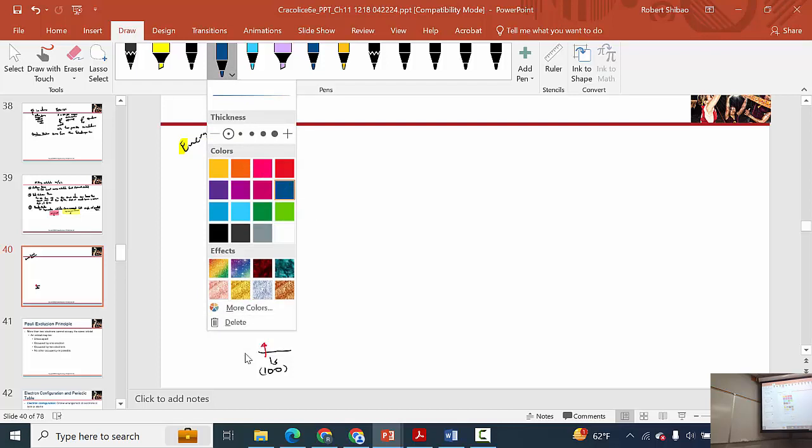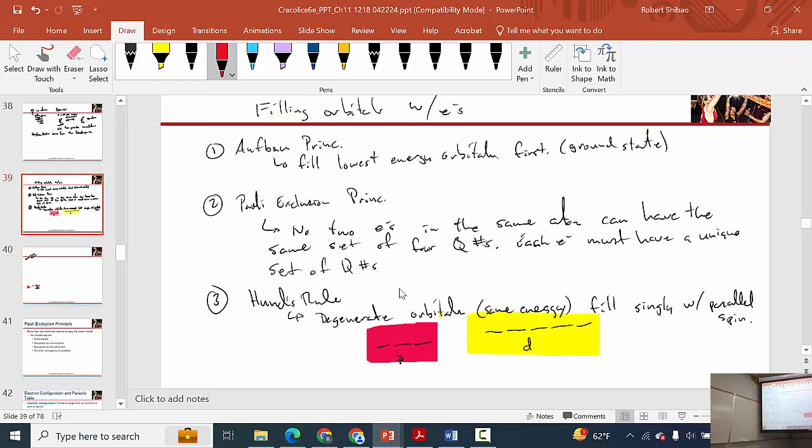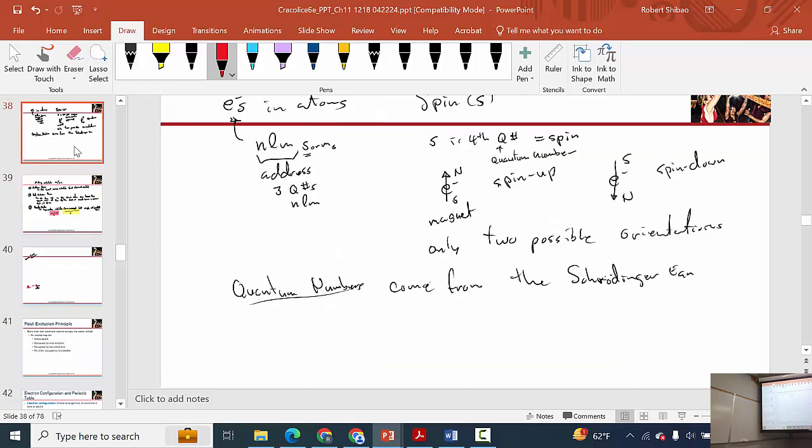The 4 quantum numbers for this electron are, just do this one right here. The first 3 quantum numbers tell us where it is, which orbital it is. And the first 3 quantum numbers are N, L, and M. The 4th quantum number is S. And in this case, S is spin up. Now, when it's spin up, we give it a number. And that number comes from quantum mechanics. It comes from the Schrodinger equation.